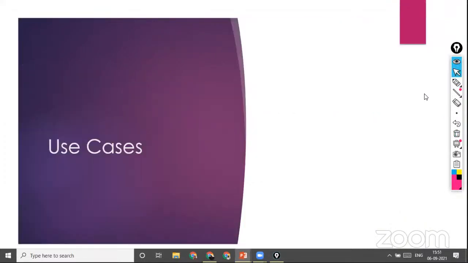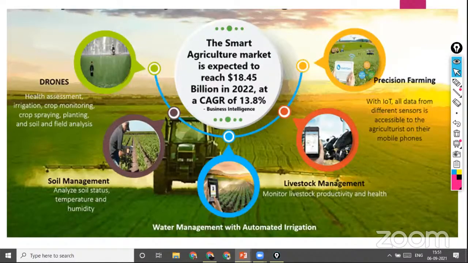Now, keeping that in mind, let us look at some of the use cases. As I said, there is a lot of scope for agriculture 4.0 in India. And you can see, according to this report, the agriculture market is expected to reach $18.45 billion in 2022, growing at 3.8%. So there is a lot of scope for adopting agriculture 4.0 with precision farming, livestock management, with the help of drones, soil management, and so on.